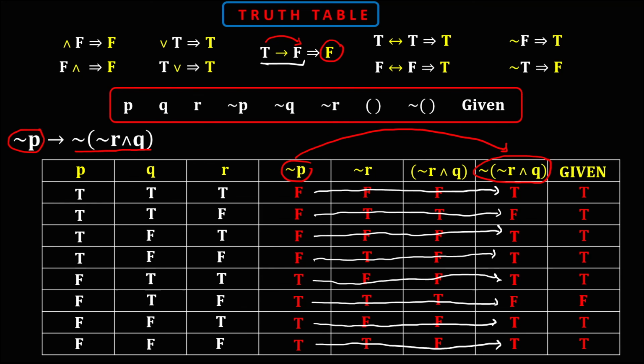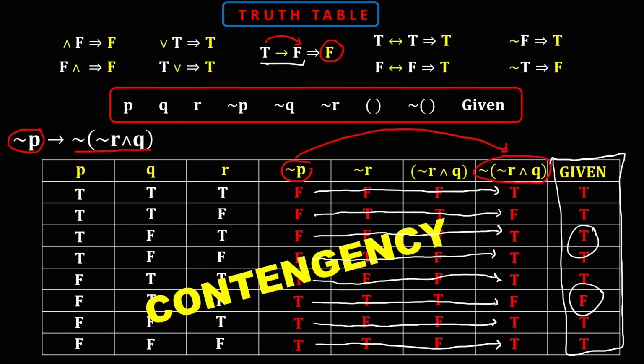Then this time, observe that the last column is a combination of true and false. Therefore, this table is a contingency. If the last column is all true, it's a tautology, and if the last column is all false, it's a contradiction. So since for this table there is a combination of true and false, this table is a contingency.